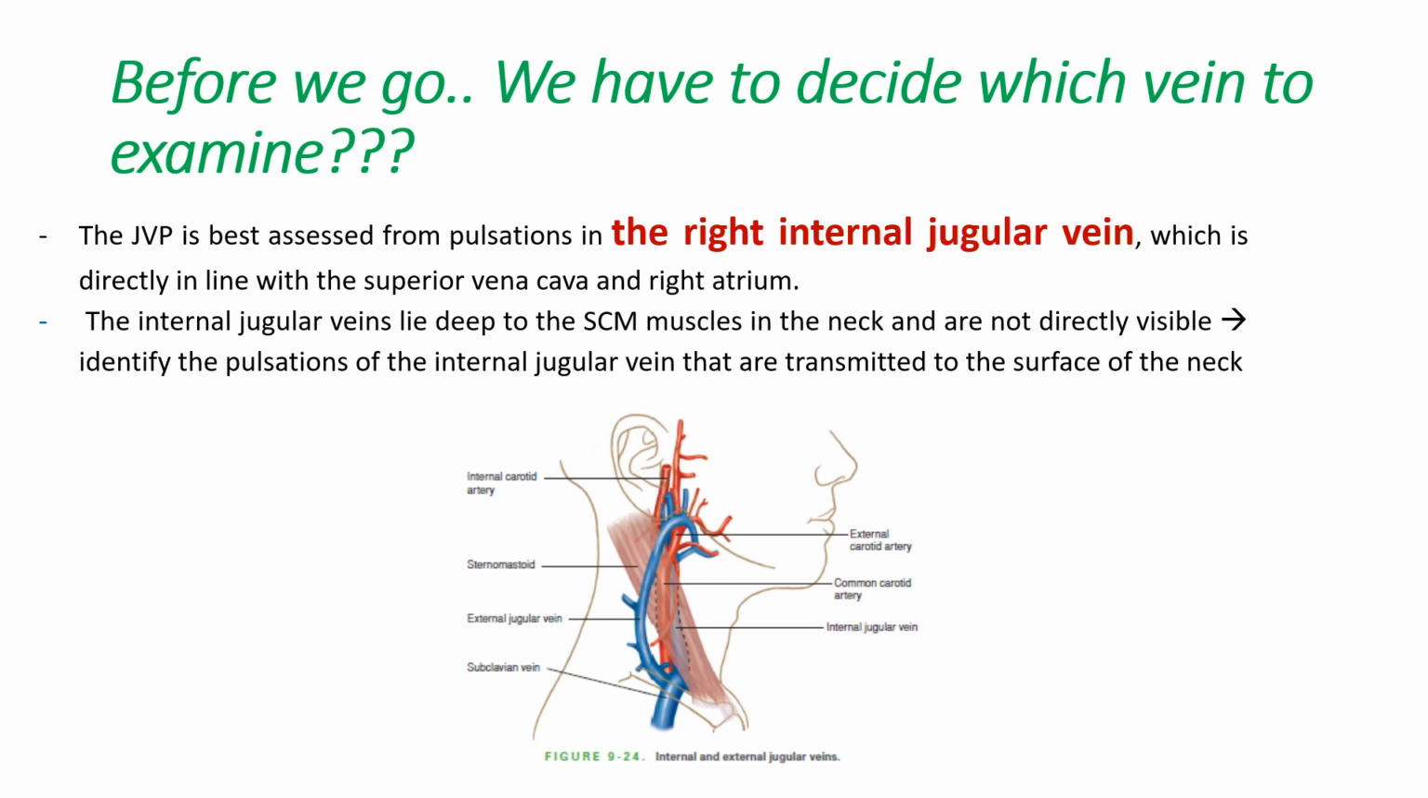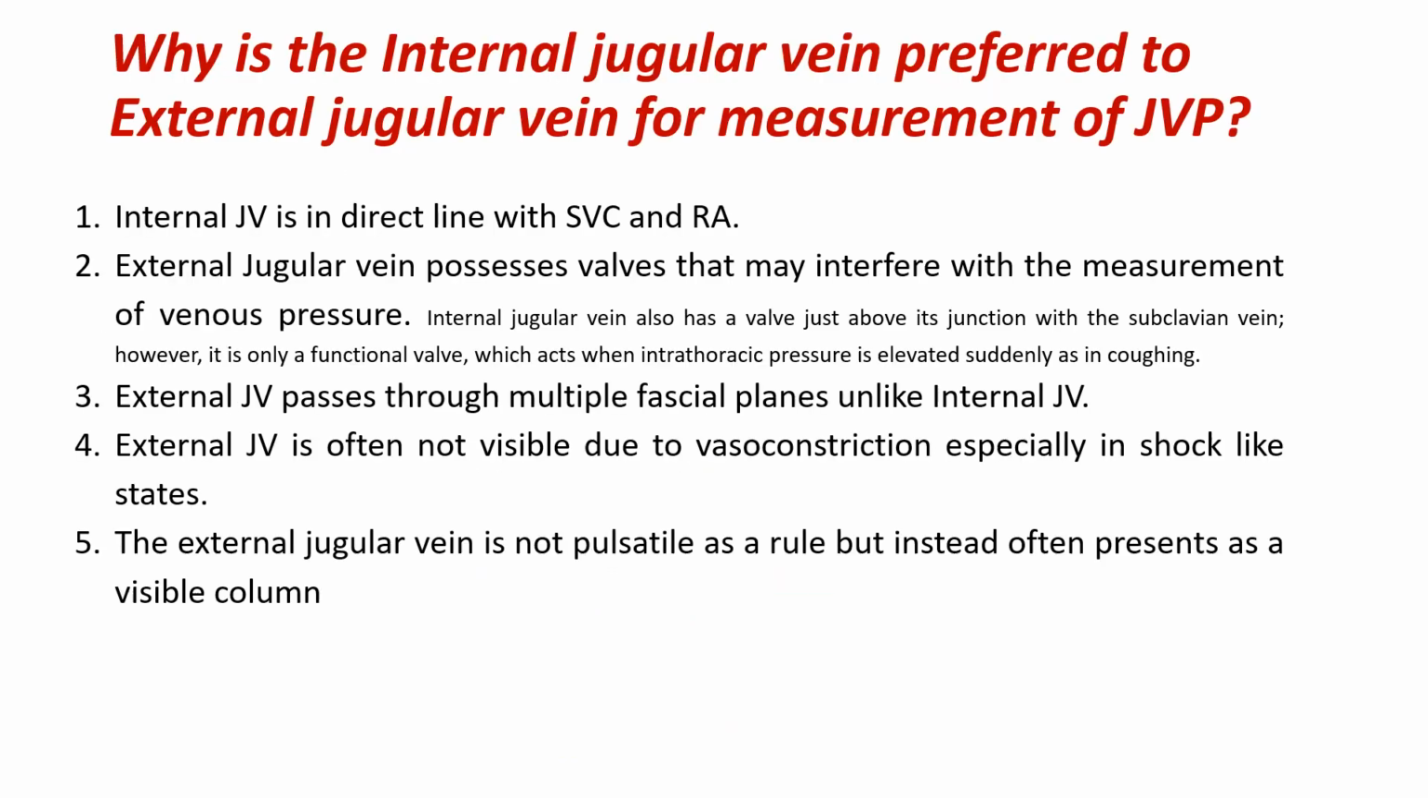So when you go from the internal jugular vein, there is the subclavian, the superior vena cava, and then the right atrium. So any pressure change inside the right atrium can be easily transmitted through the internal jugular vein. The problem with the external jugular vein is that although we can see it superficially, it is not in direct contact, and it is affected by other things which make it not the ideal one to check for JVP.